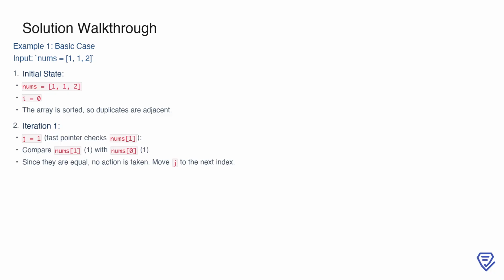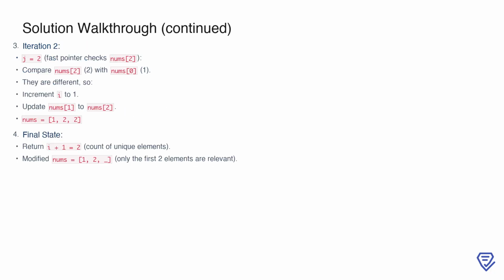In the second iteration, the fast pointer j is now at index 2, checking the value nums[2], which is 2. This value is compared with nums[0], which is 1. Since the values are different, this indicates we've found a new unique element. To handle this, we increment the slow pointer i to 1 and update nums[1] to the value of nums[2]. The array now looks like [1, 2, 2].